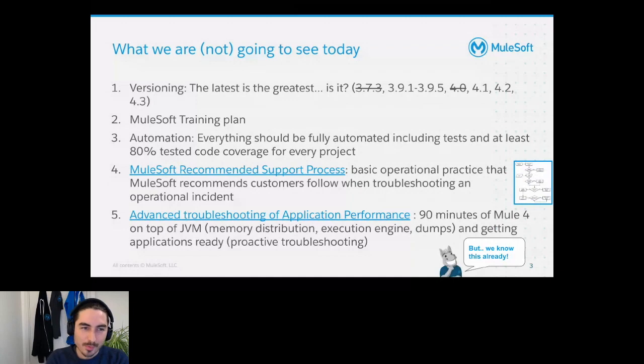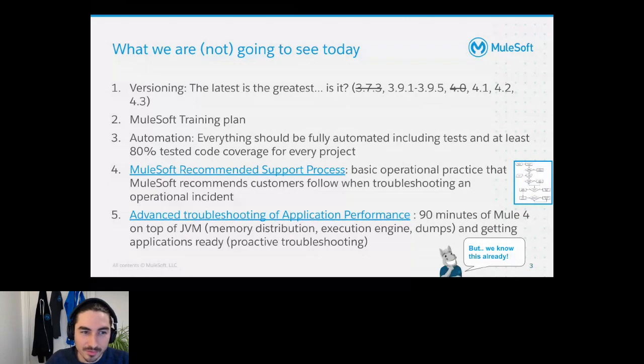The second 2 points are very interesting. MuleSoft recommended support. Many of you should know about this one already. If you are opening any support case with MuleSoft, you have to check that link there. You will see the workflow that was actually made by Kevin Jervis and Sebastian Baltrini more than 3 years ago. But you will see the different ways of diagnosing and troubleshooting issues.